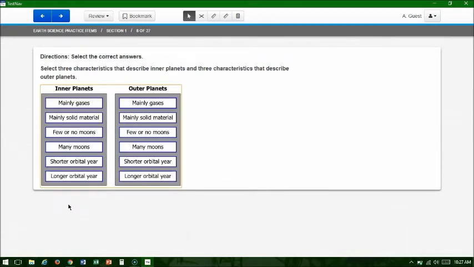Number 8. Select 3 characteristics that describe the inner planets and 3 characteristics that describe the outer planets. The inner planets are the terrestrial planets, so they are mainly solid material. They have few or no moons. And because they are closer to the sun, they have a shorter orbital year. The outer planets, the gas giants, are mainly gases. They have many moons, and they have a longer orbital year.